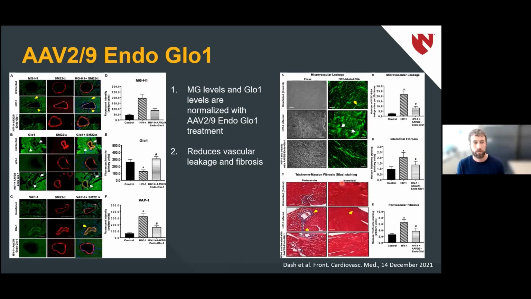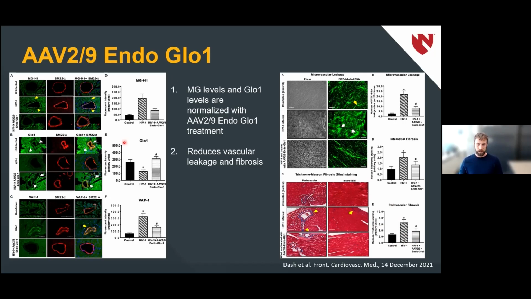So after the animals were sacrificed, we looked for microvascular leakage. We saw that HIV-1 animals had increased leakage, which was partially restored by the treatment of glyoxalase 1. Interstitial fibrosis and perivascular fibrosis were also partially protected using this glyoxalase 1 treatment.